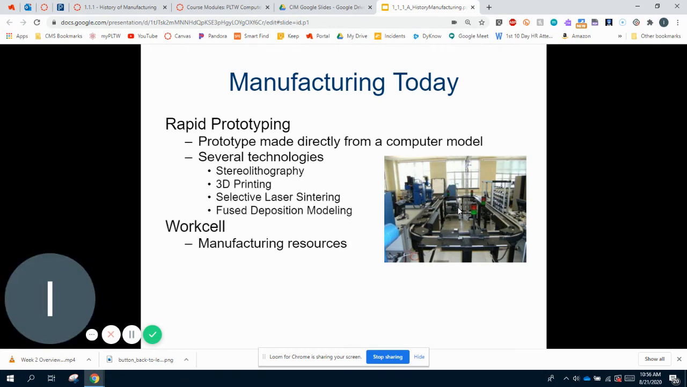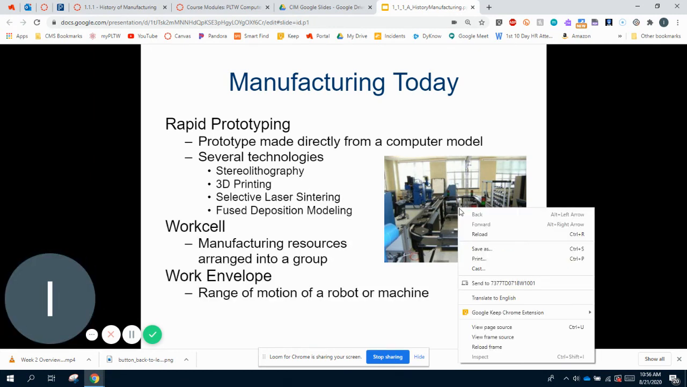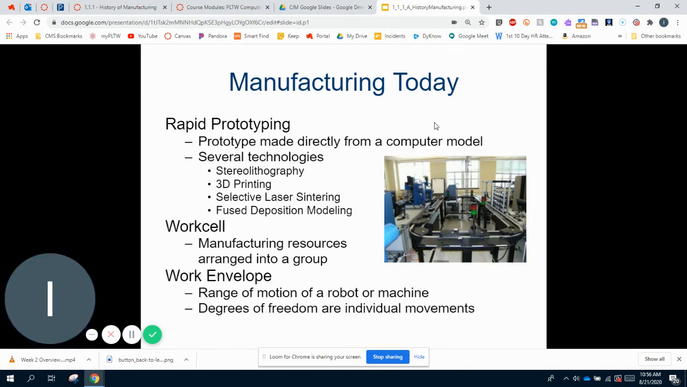Now that we have technology, you have a few other areas to help us with manufacturing, like rapid prototyping, such as 3D printing, laser sintering. You also have work cell, which is manufacturing resources arranged into a group. A lot of times, if you have different machines, you want to put them together in a work cell so that way they can all work with each other. You can have conveyor belts moving through them, moving the process right along.